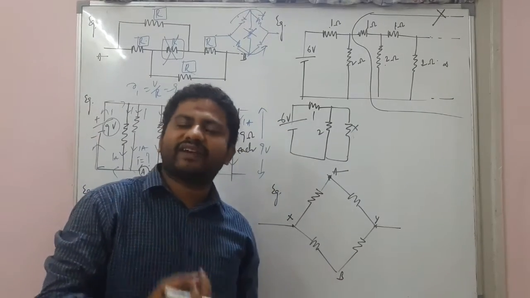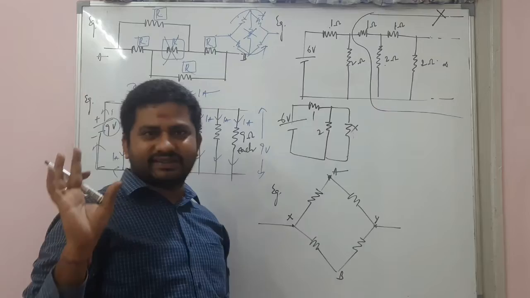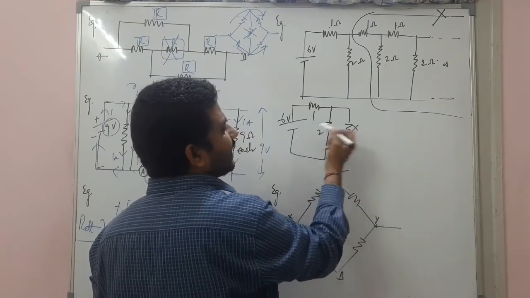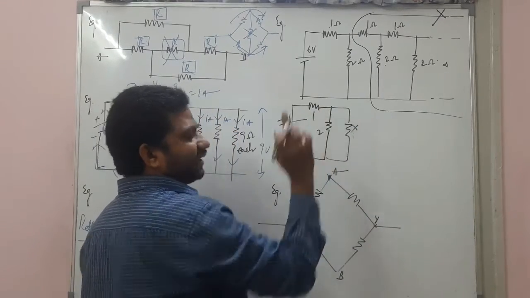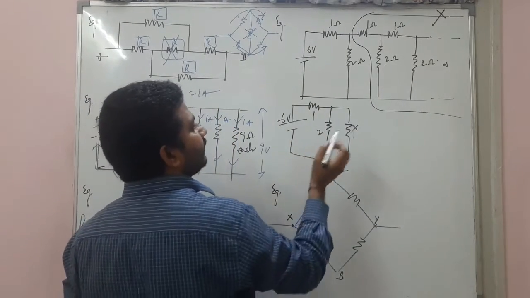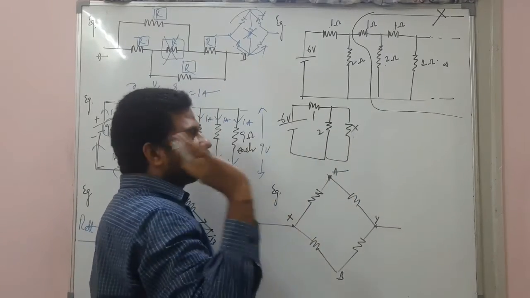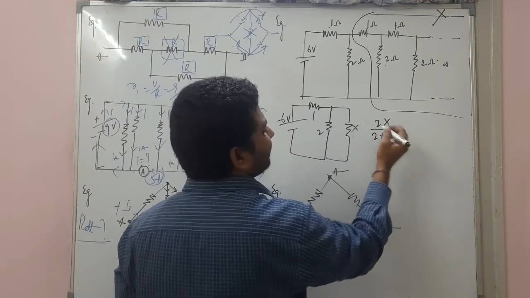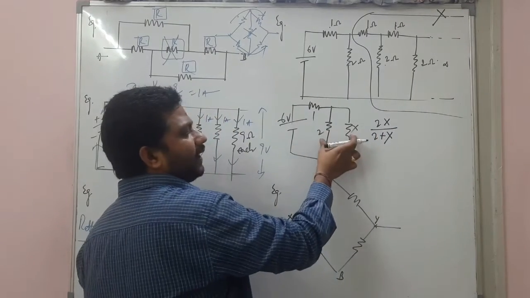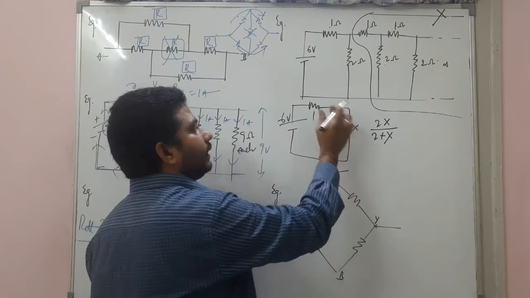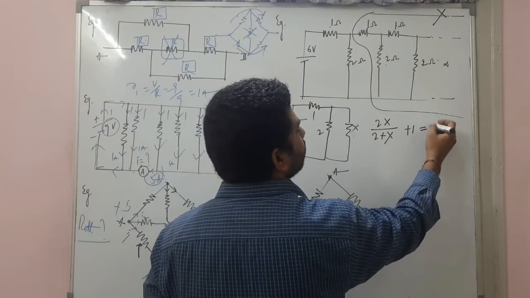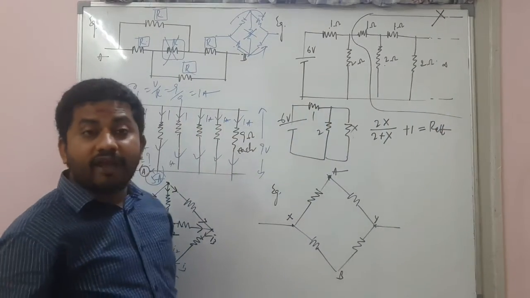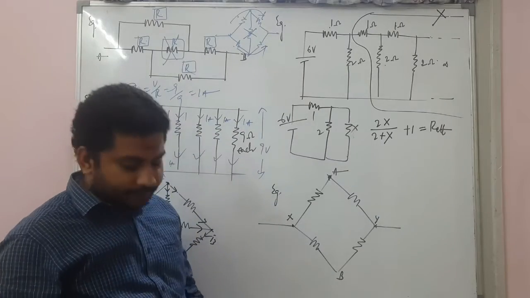generally the question is, what is effective resistance here? Listen. Simple. 2 and X are in parallel and this is in series. Now, across the circuit, what is the effective resistance? Listen. 2 into X by 2 plus X, plus 1 is equal to the effective resistance of the complete circuit, my dear children.